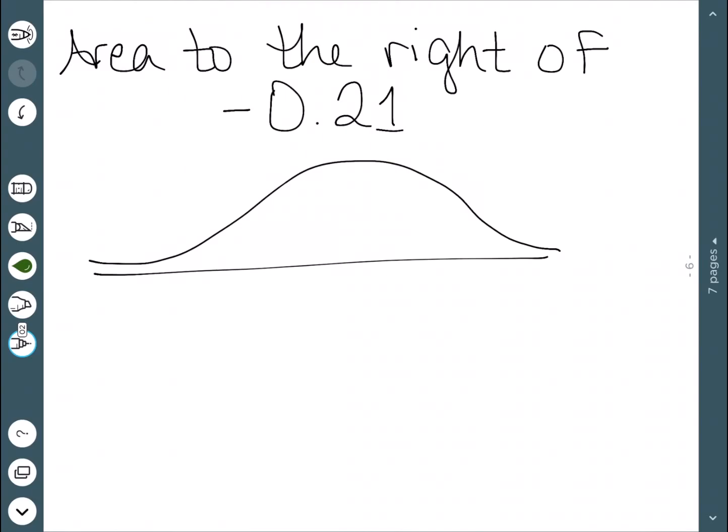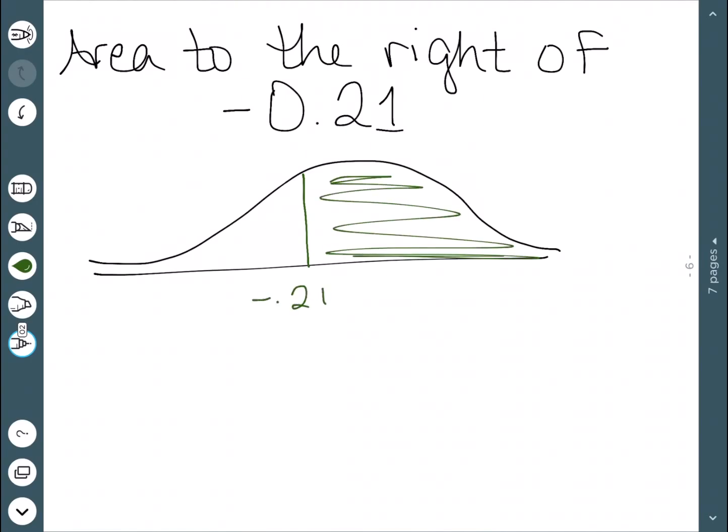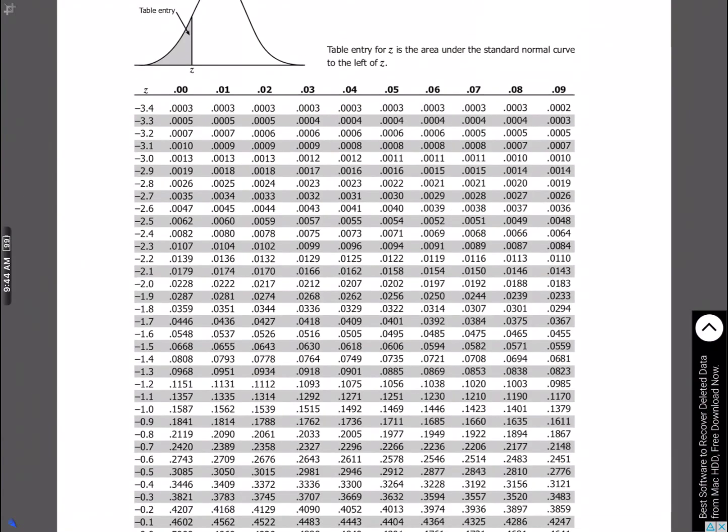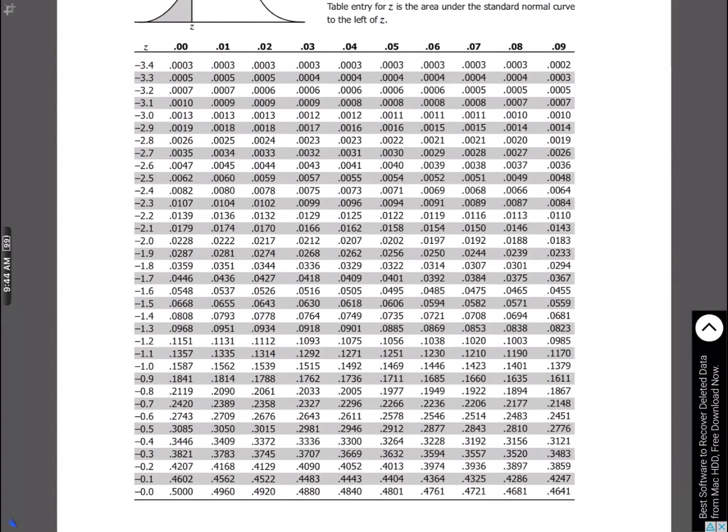Next, we're going to find the area to the right of negative 0.21. So negative 0.21 is somewhere here, and we're looking at area to the right. The first step is still going to be to go to our table. So here's our table. We're looking for negative 0.21. So in our first column, we're going to find negative 0.2. And then along the top row, we're going to look for 0.1. And so we see that we have this value, 0.4168.